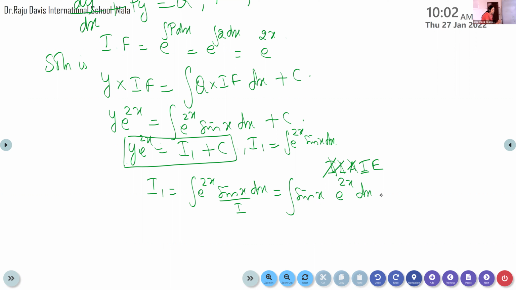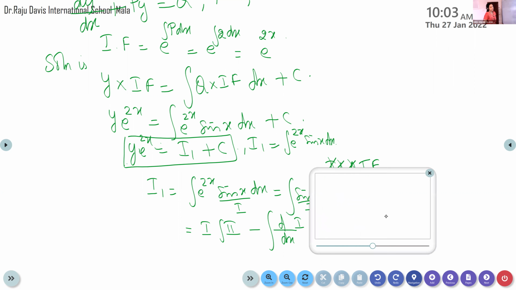So what is the formula? Integration by parts: first function into integral of second function, minus integral of derivative of first function into integral of second function into dx, plus c. Here the first function is sin x, and e raised to 2x is the second function.